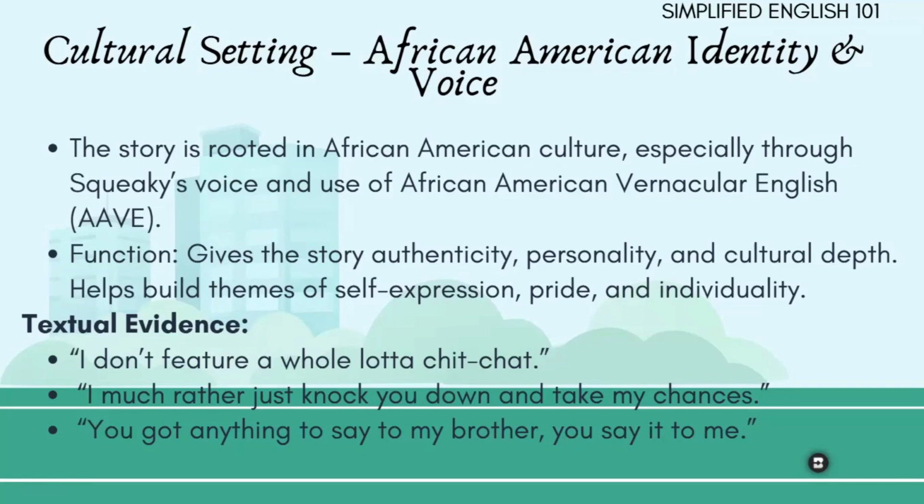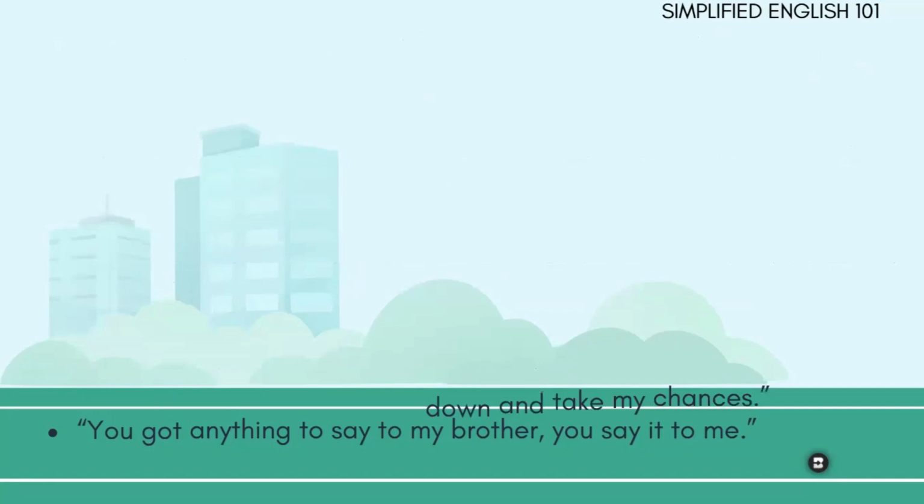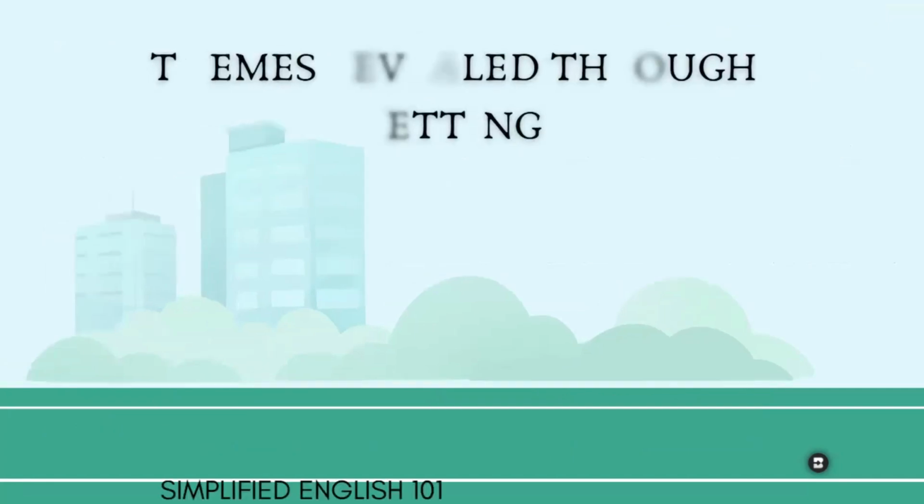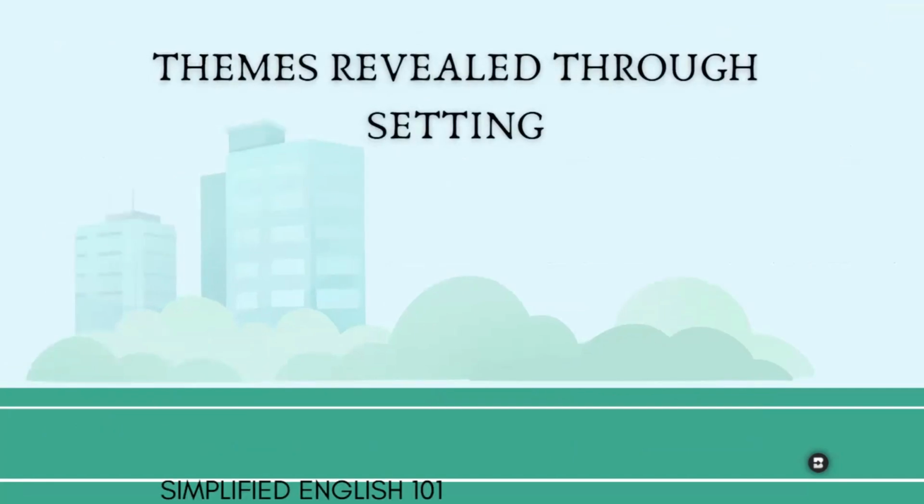By the end of the story, when she considers coaching Raymond instead of just racing for herself, we see how deeply all of these aspects of the setting influence her. The busy streets, the social pressure, the historical shift, the cultural pride, all of these help to shape Squeaky. So the setting is not just background, it is a part of her journey. Let us now look at the themes which are revealed through the setting.